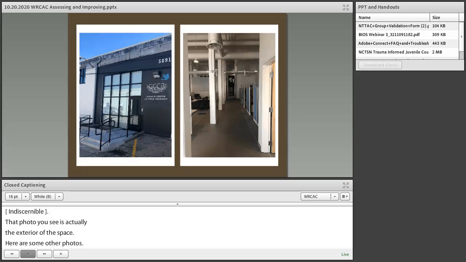Now, given COVID, that has changed quite a bit. We don't have nearly as many people coming and going as we normally do. So we are adjusting with the times, as are all of you.